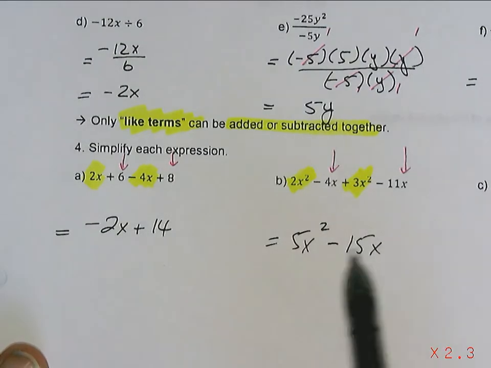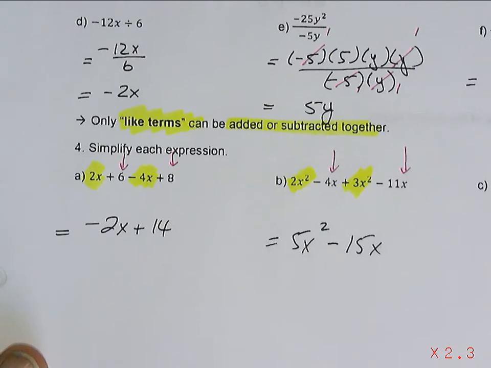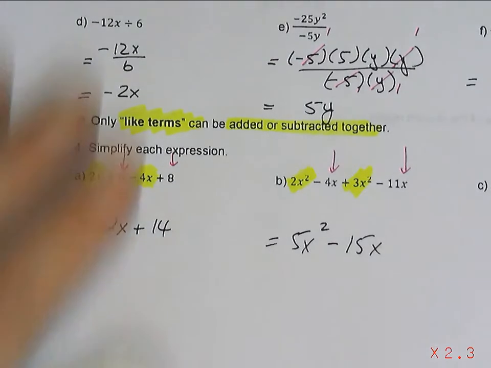Those two cannot go together. They are not like terms. X squared and x are not like terms. They both have the variable x, the letter x, but it's not the same. There's a difference. And then the last one.